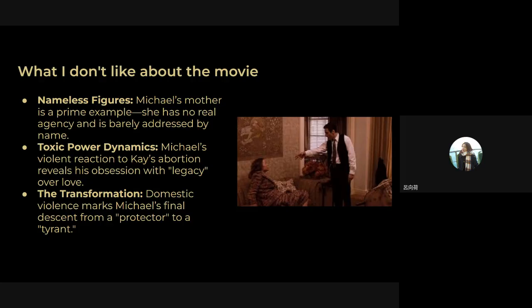The next point is the toxic power dynamics, since Michael's violent reaction to Kay's abortion reveals his obsession with legacy over love. And the domestic violence marks Michael's final descent from a protector to a tyrant. And this is what I see from the movie.